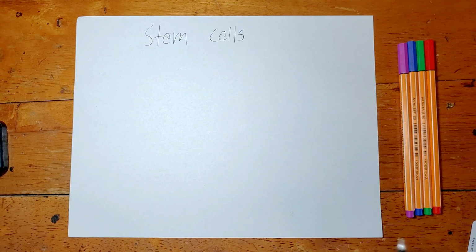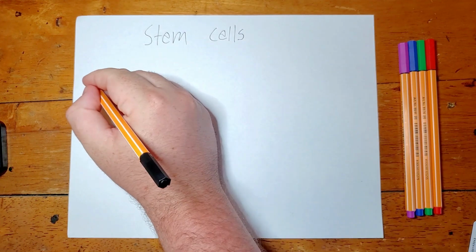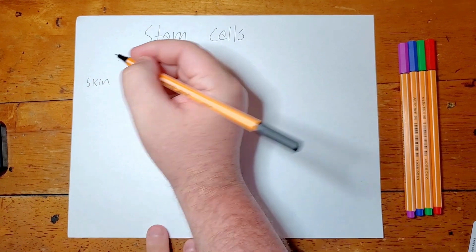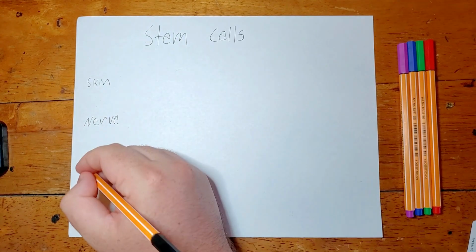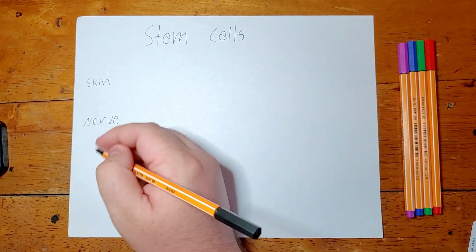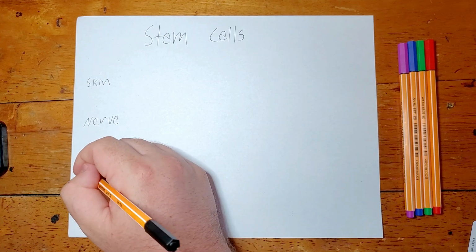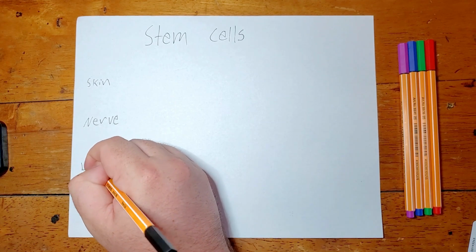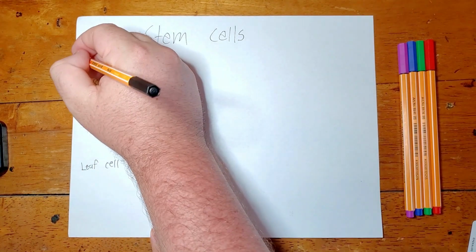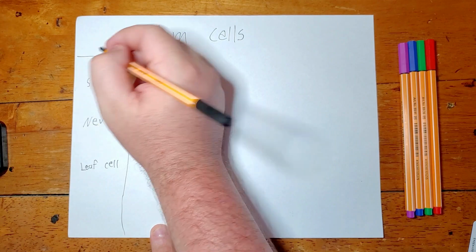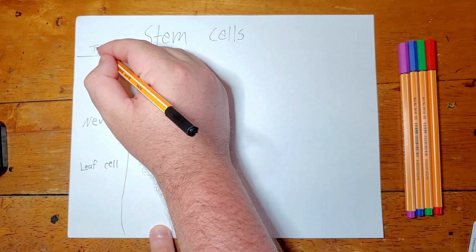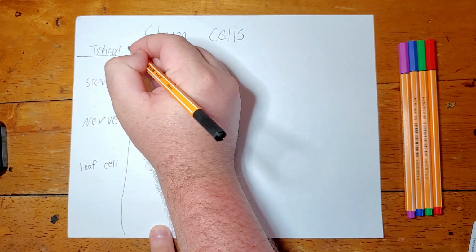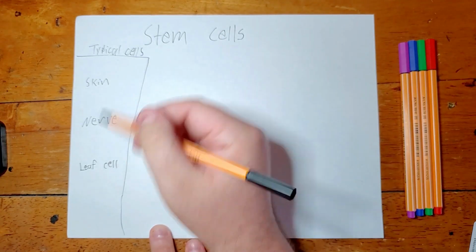So let's get started. Before we talk about stem cells, let's talk about regular cells. Let's imagine you're a skin cell, or maybe a nerve cell, or maybe you're in a plant and you're some kind of leaf cell. So let's put these off to the side. I did not leave myself enough room there. These are all typical cells.